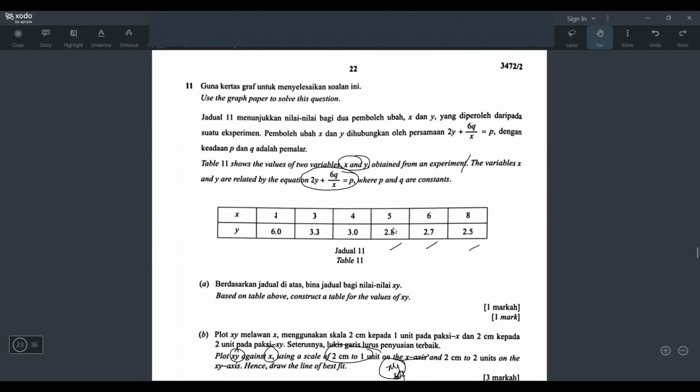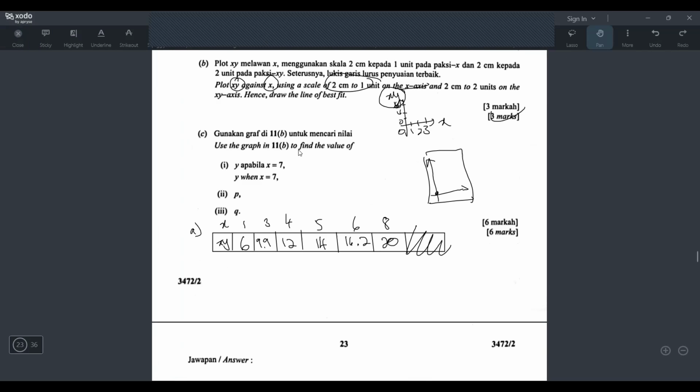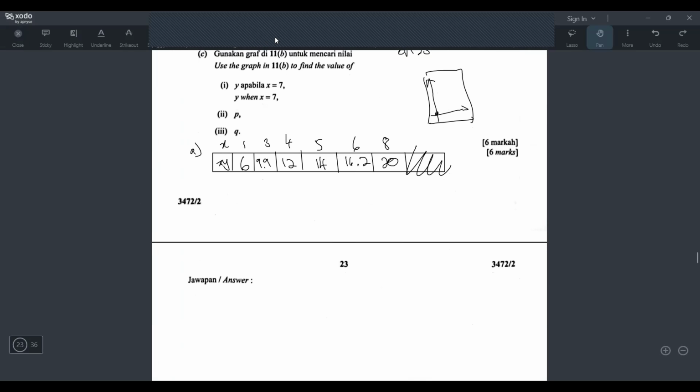This is my part B answer. So 3 marks. Okay. Now we can do part C. Okay, part C says what? Use the graph in 11B. Find the value of question 1. So C question 1. Find value of y when x equals 7.